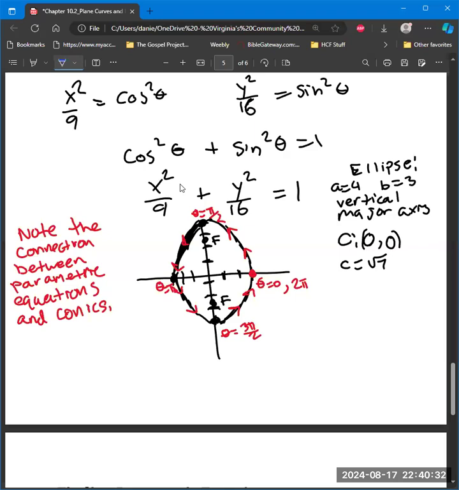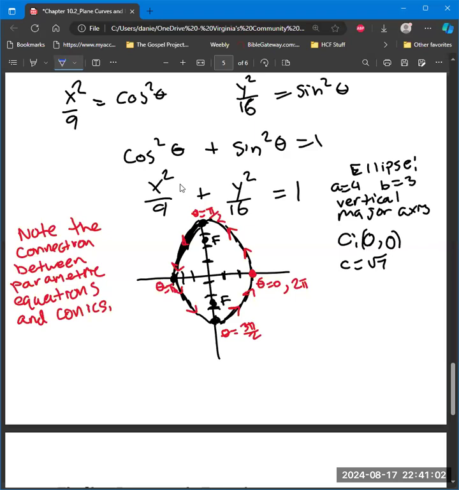My center is going to be at 0, 0 since I'm not subtracting anything from x or y. And 16 minus 9 is 7, so my c value is root 7. If I move root 7 along my major axis here, both up and down in the y direction, that's going to be bigger than 2 but less than 3. It's going to be somewhere up here close to 3 and somewhere down here close to -3.